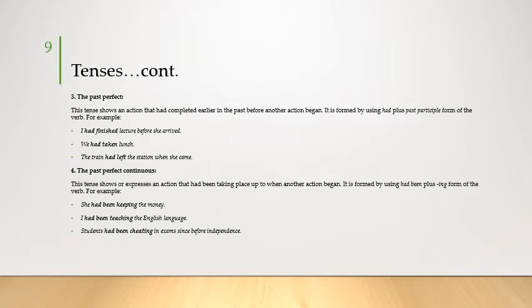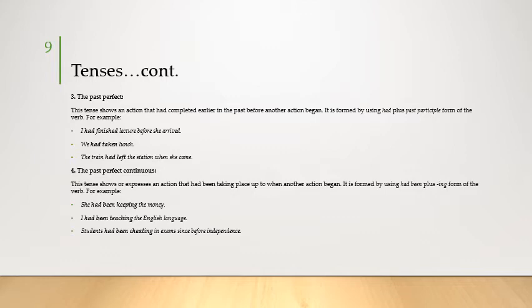I had finished lecture before she arrived. So two actions were done here: finishing of the lecture, arrival of someone, all in the past. So one should be in the past perfect, and then the other should be in simple past. I had finished lecture, past perfect, before she arrived, simple past.